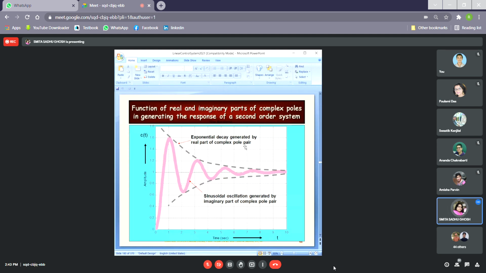We had spoken of that, and we've also spoken about the fact that this sinusoidal quantity or the oscillation that you see over here has a frequency. Now the sinusoidal oscillation, the frequency is going to be dependent on the imaginary part of the complex pole pair. So basically, if you have the value of the imaginary part as large, the frequency will be large, meaning that there will be many more oscillations within this. That is, the frequency of oscillation will be more, whereas if the imaginary part is small, the frequency of oscillation will be small.